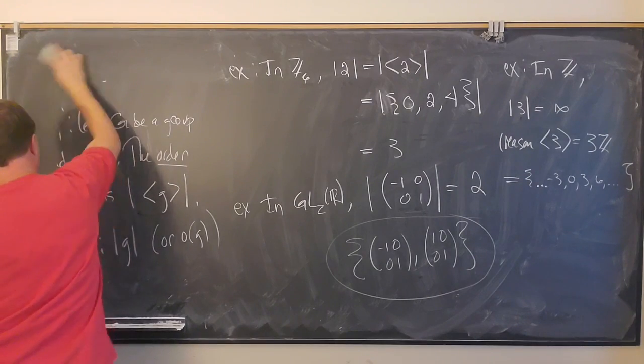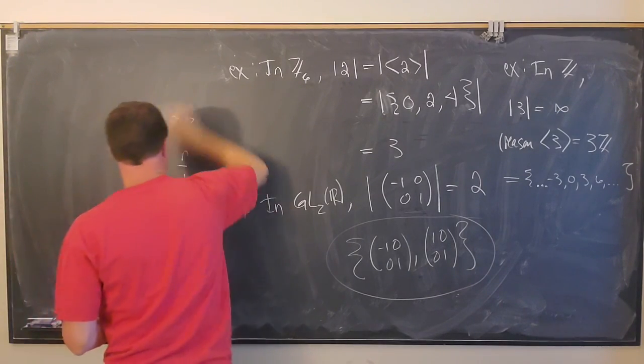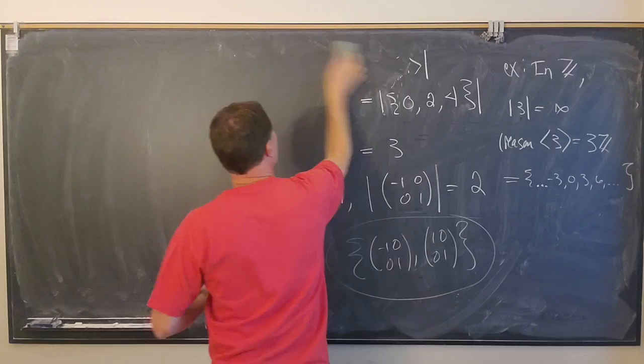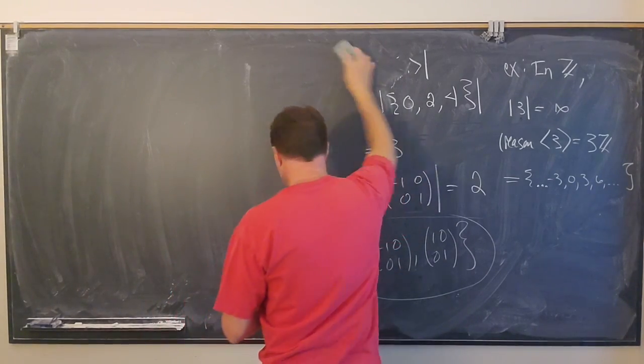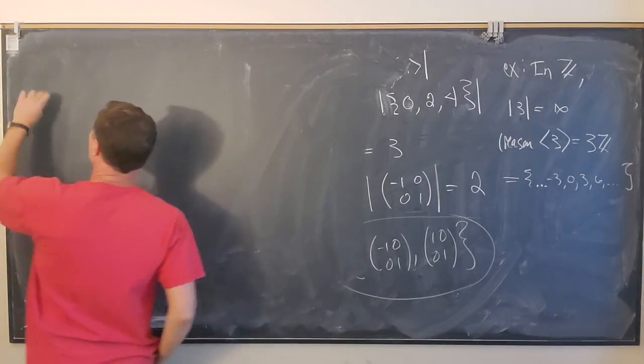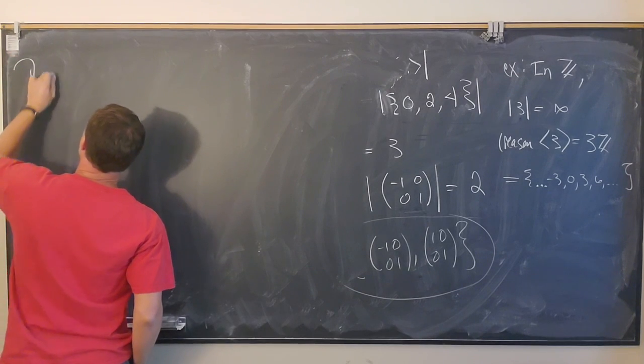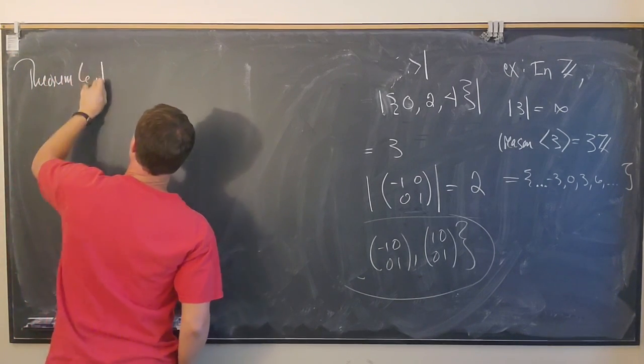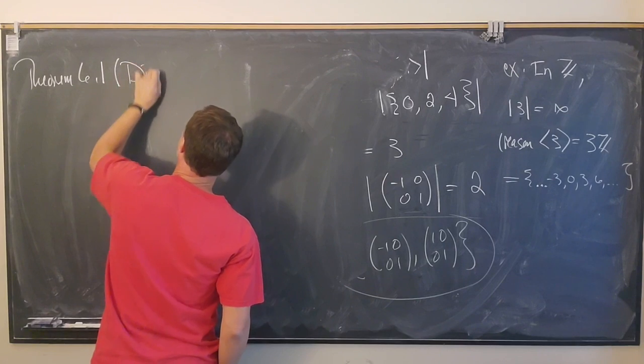Now, important for our study of cyclic groups is the following theorem. You probably learned this theorem in Math 248, but we want to just remind you how it goes. This is going to be theorem 6.1. It has a name. It's called the division algorithm.